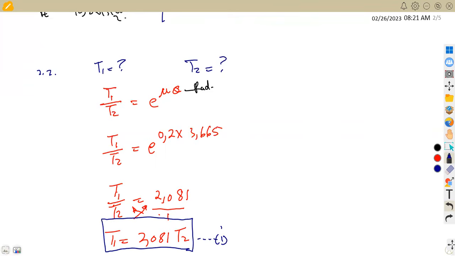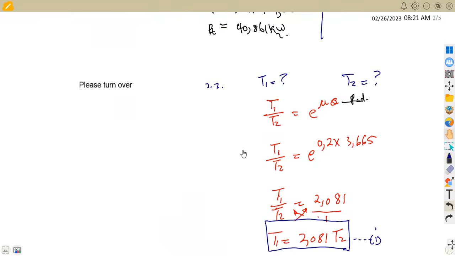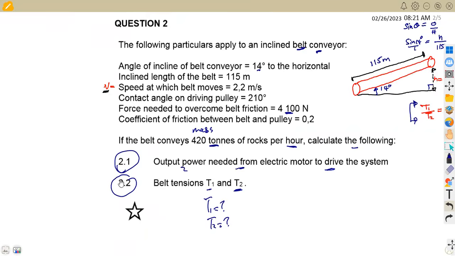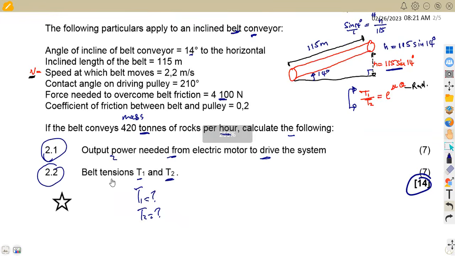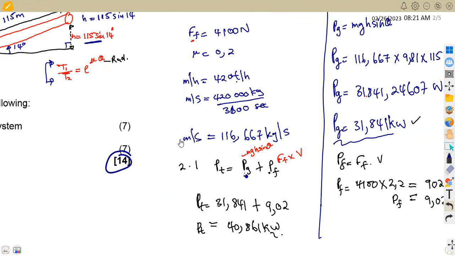The second part is we must have another formula that has T1 and T2 so that we can solve these equations simultaneously. But which information? All right, let's get back to our information. Remember previously we calculated the power, the total power from the total of the gravitational force and the frictional force. But we can have this total power in terms of T1 and T2.